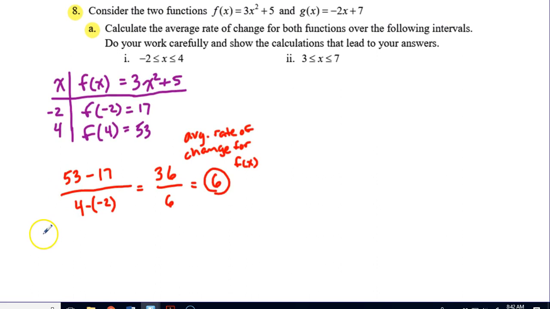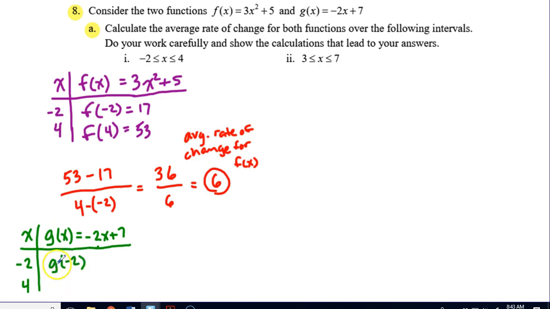So again, I'll make a table, just trying to organize it so you're able to follow these ideas here. The g of x function says -2x plus 7. It's a linear function. And again, we're going between those same 2 x coordinates. So to find g of x, sub in your -2, find the y value.